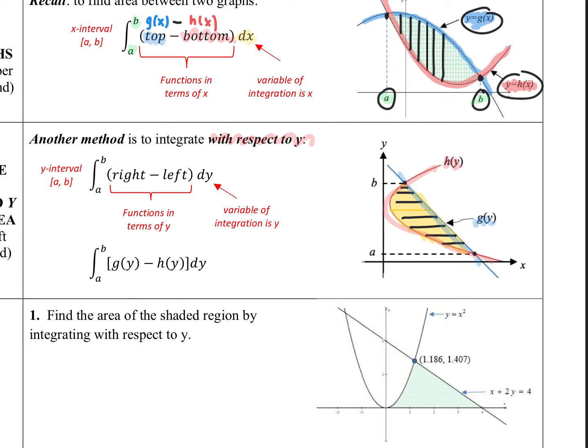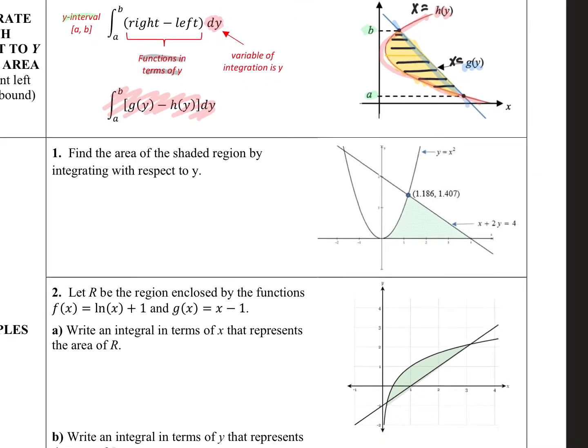So everything will be from y's perspective. My limits are going to be a y interval, so I'm going to go from a low y value to a high y value. In my integrand, I'm going to have functions in terms of y. So my functions will say x equals h of y, x equals g of y. So you want them solved for x instead of y. And here at the end, this is going to say a dy because that is my variable of integration. And here's what it looks like as an integral. Let's take a look at a couple of examples.